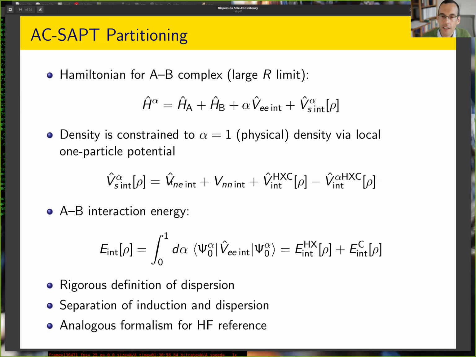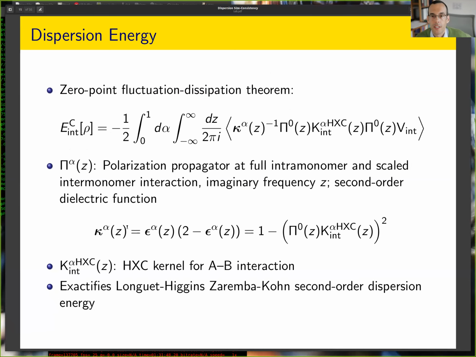So now everything that's not electron interaction is packed into this alpha dependent one body potential. And we can write the interaction energy only as a coupling strength integral that involves only the potential energy of the electron-electron interaction. And one thing that's really nice about this theory is that because of the density constraint, you get rid of all the induction terms. So automatically, everything that's beyond first order in the coupling strength in this interaction energy turns out to be dispersion. There's no induction terms, which is great. And you can do an analogous formalism for the Hartree-Fock reference actually, but I'm not going to talk about this in more detail here.